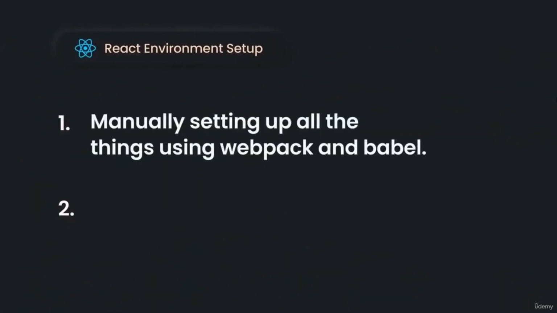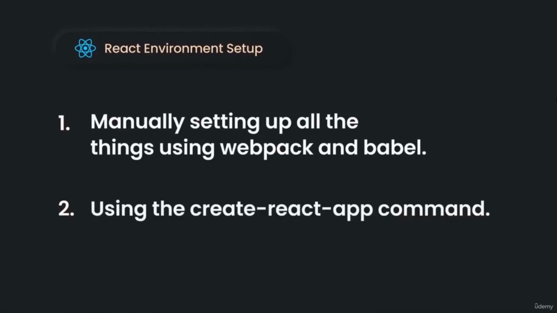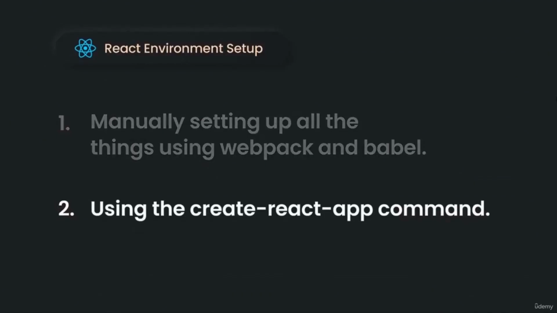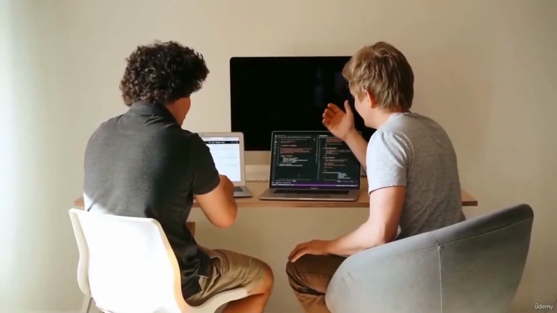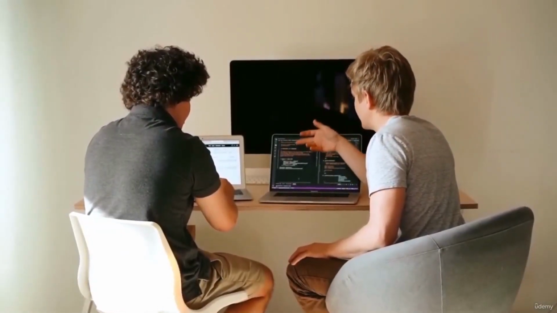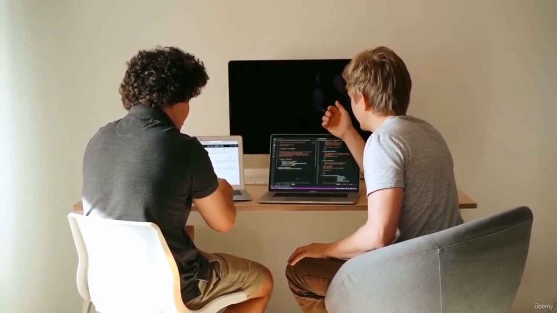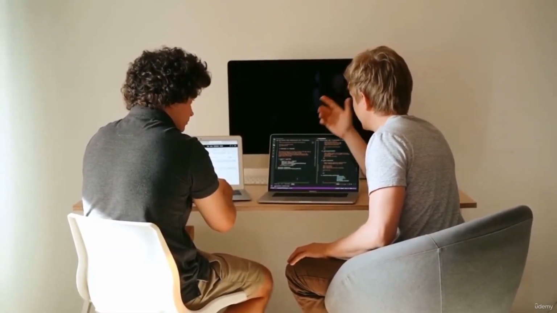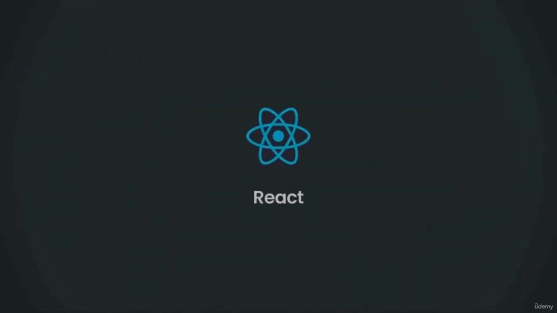There are two main ways of setting up the React environment. The first one is to manually set it up using Webpack and Babel, and the second one is to use the create React app command. If you're just starting, I would suggest using the second method as it saves you from time-consuming setup and configuration. Create React App is a comfortable environment for learning React, and it's the best way to start building a new single or multi-page application in React.